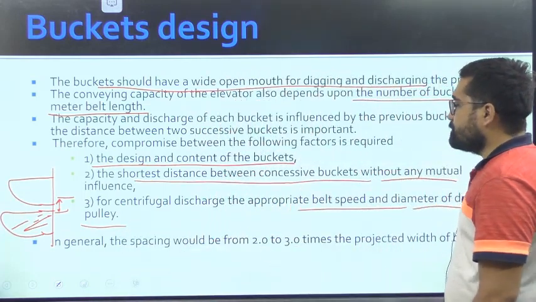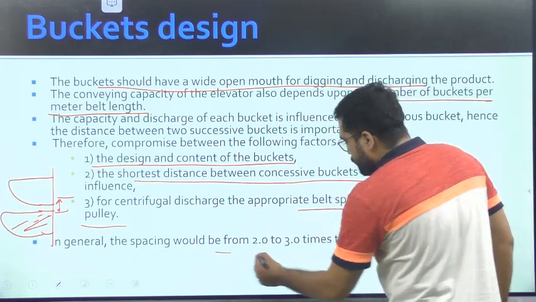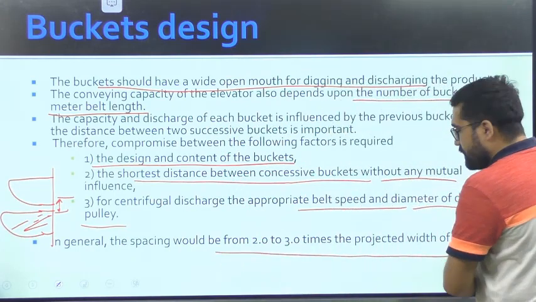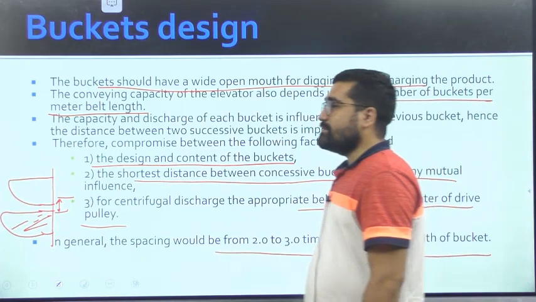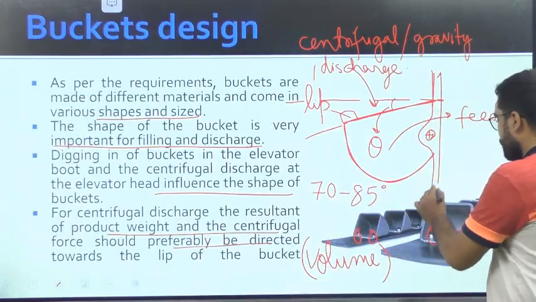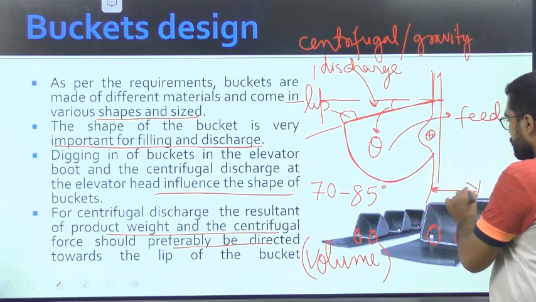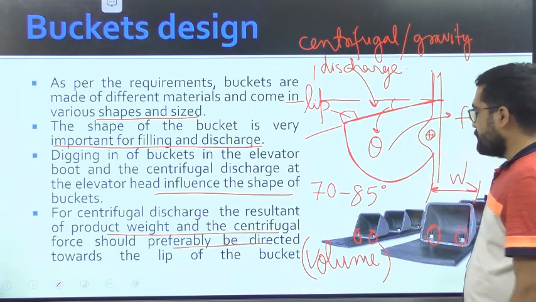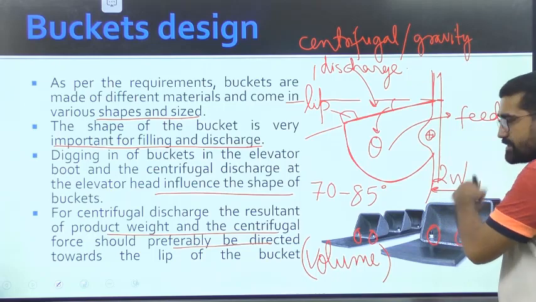The spacing of the buckets should be 2 to 3 times the width of the bucket. We have seen the width of the bucket here. If we see, this is the width of the bucket. So what should the spacing be? It should be 2 to 3 times this width.